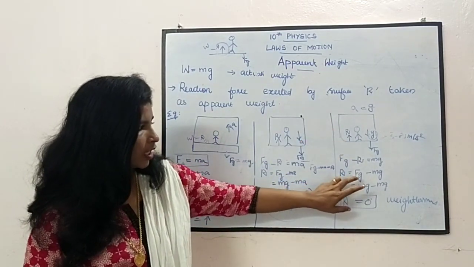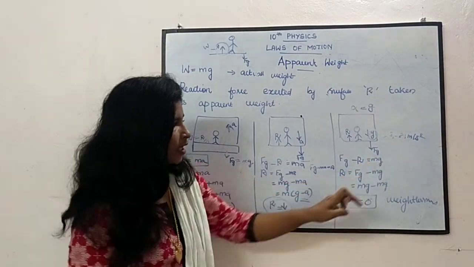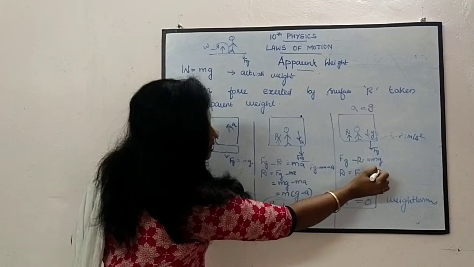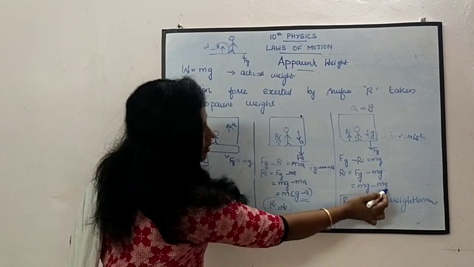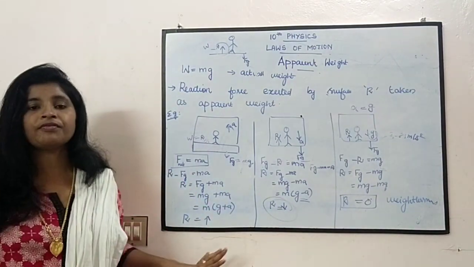Substitute in this equation Fg minus ma. What is my acceleration now? My acceleration now becomes a. Instead of a, I am substituting g. So mg minus mg is zero. My body will have no weight when it is falling freely.